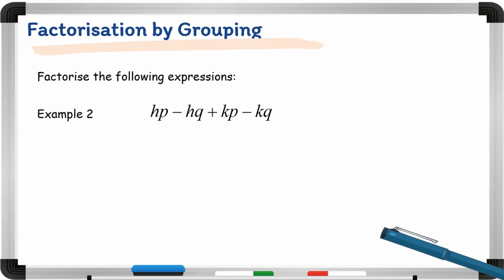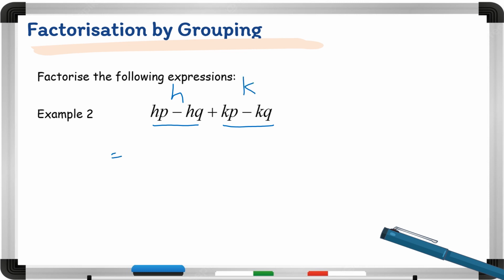Now that we have learned how to factorize by taking out common factors, we will perform factorization by grouping. There will always be 4 terms. A simple way of doing this is to look at the first 2 terms and the last 2 terms. Make sure that the terms have a common factor, otherwise we will have to look at a different pairing. So the first pair here, the common factor is h, and the last 2 terms here, the common factor is k.